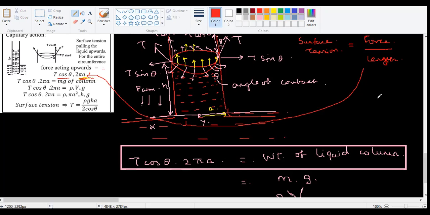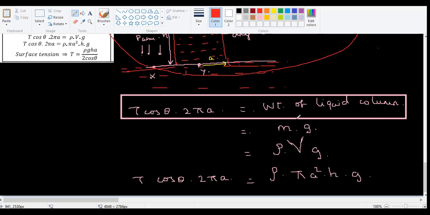After that, it's very simple. Just do the cancellations and do the math, and you'll get that. Anybody can do this. This is the part which you need to pay attention to. So a and a cancels, pi and pi cancels. If you do the math, you will be getting this. So P is equal to rho g h a divided by 2 cos theta. Any questions? Any doubts? Everybody understanding capillary rise?